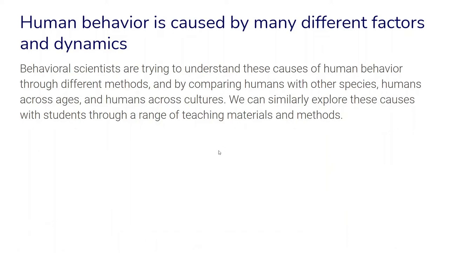And so behavioral scientists are trying to understand all these different causes of human behavior through different methods and by comparing humans with other species to understand something about the evolutionary history, for example, comparing humans across ages to understand something about the developmental history, and also to compare humans across cultures to understand something about how culture influences us. And as educators, we can similarly explore these causes with students through a range of teaching materials and methods that bring in those kinds of different methods of behavioral science.